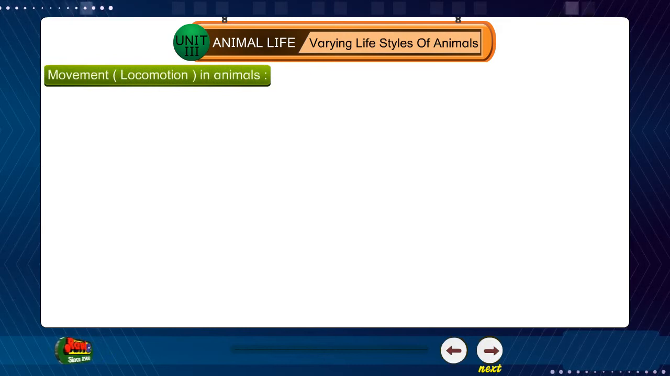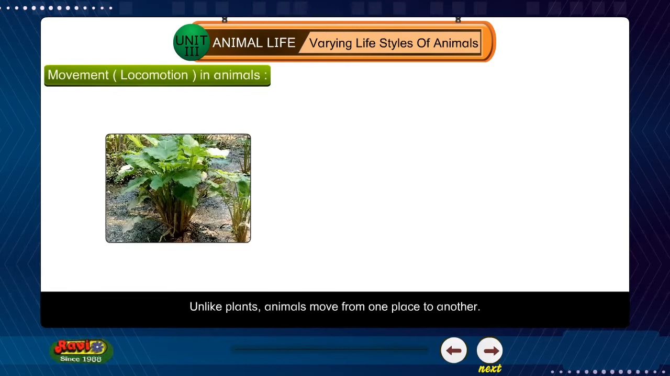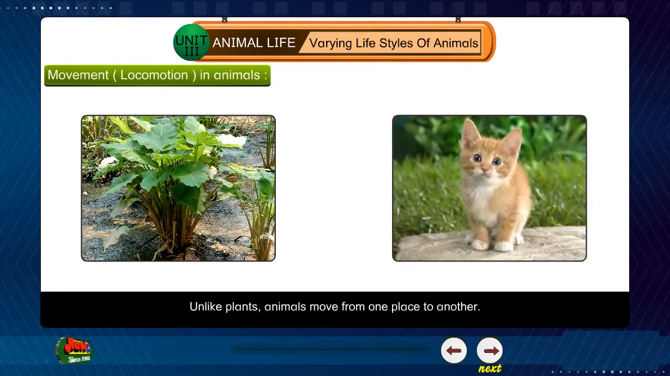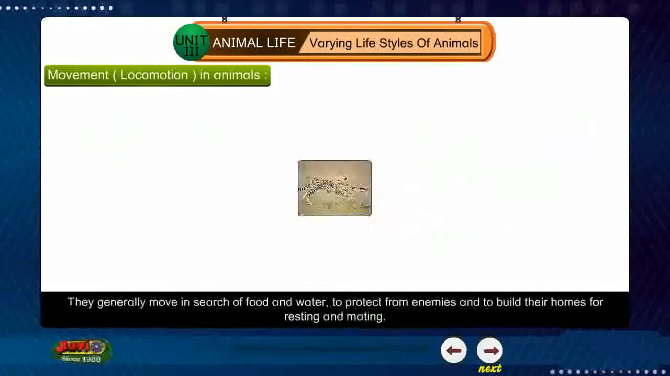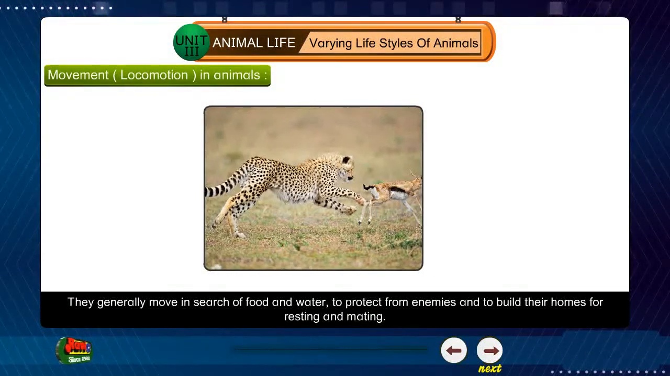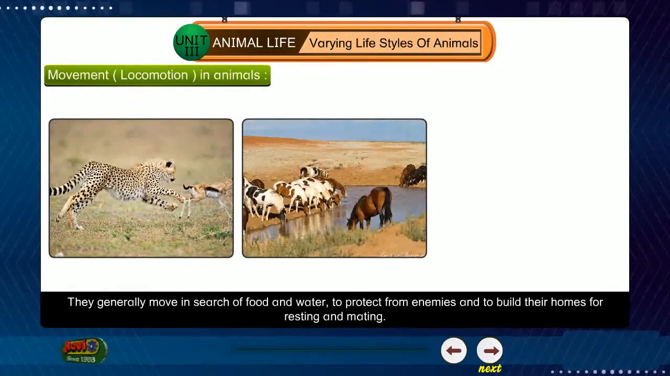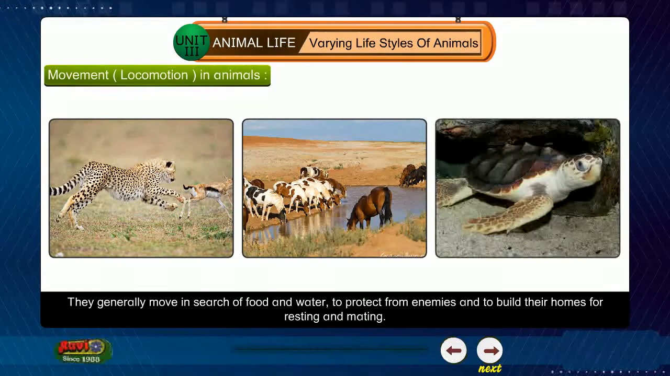Movement, locomotion in animals. Unlike plants, animals move from one place to another. They generally move in search of food and water, to protect themselves from enemies, and to build their homes for resting and mating.